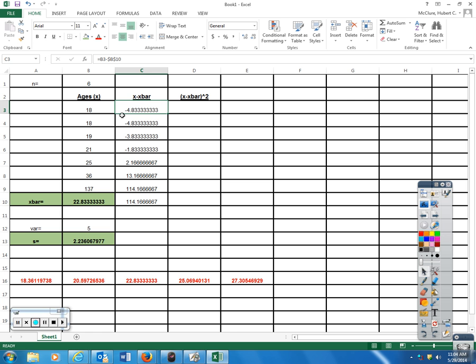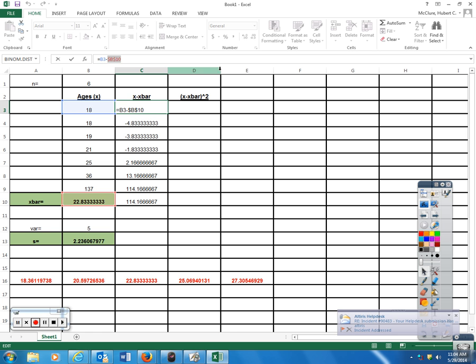Now subtract the mean from each one of these. Remember, we need to lock the mean right here. For any of you familiar with Excel, if I click and drag down here, it's going to assume that I'm taking this number, subtract that number, this one, subtract the next number, this one, subtract the next number. So I don't want to do that. What I do is hit F4, and I lock this number right here. And I hit enter.